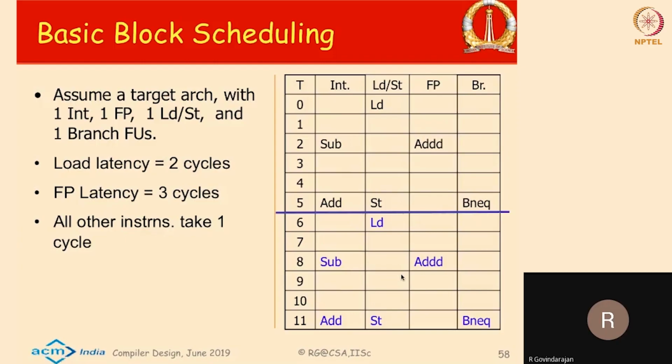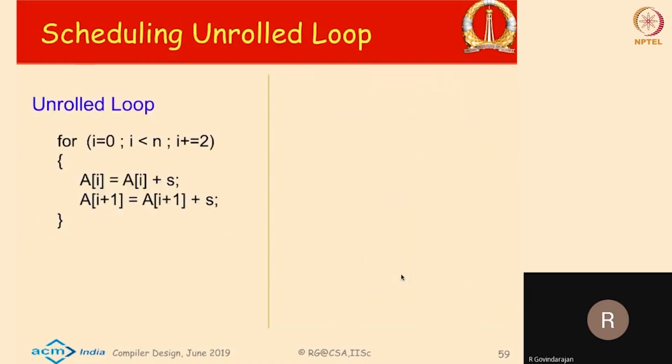So I haven't unrolled the loop, and I have scheduled each of these things by doing simple basic block scheduling. So here I would require 6 cycles to complete each iteration, right? Now let's see what we can do.